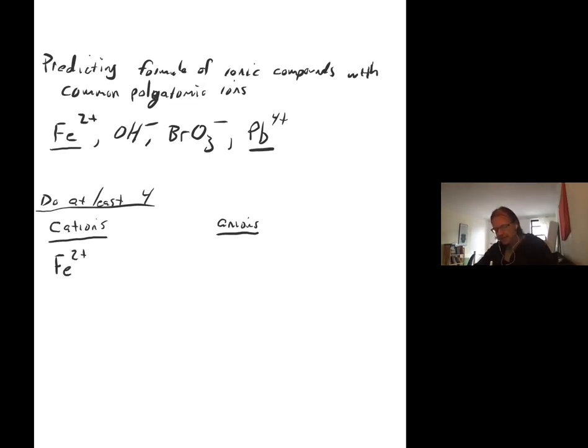This one's positive. Okay, those are the cations. And then you get the anions, right? The anions, I'll put 2 lines under those: OH minus and BrO3 minus.